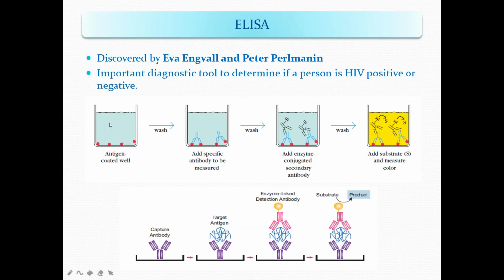So here is the antigen which is washed and specific antibody will be added to this antigen. Again it will be washed. Then add enzyme conjugated secondary antibody. So the enzyme which is attached to a secondary antibody is added to this. Again it is washed, so the excess antibodies which are not binding will be washed away. Then a substrate for the enzyme is added to measure the color.